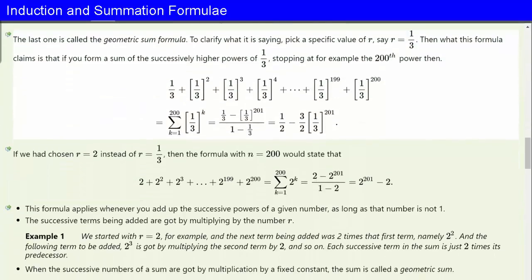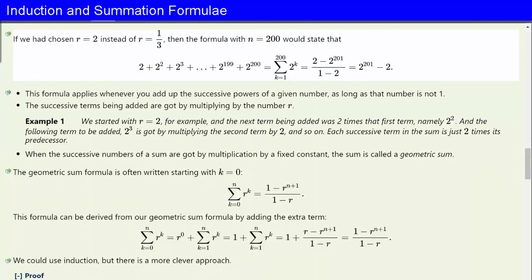I want to discuss each of these, and we'll start with the last, which is called the geometric sum formula. First of all, to clarify what it is saying, pick a specific value of r. Say r equal 1/3. Then what this formula claims is that if you form a sum of successively higher powers of 1/3, stopping at, for example, the 200th power, then 1/3 plus 1/3 squared plus 1/3 cubed, and so on, stopping when you get to 1/3 to the 200th power, that's the same as the ratio 1/3 minus 1/3 to the 201st power over 1 minus 1/3.